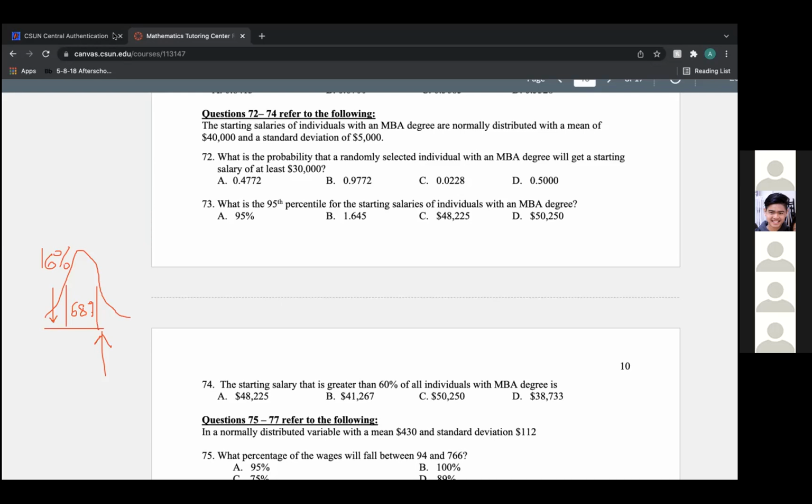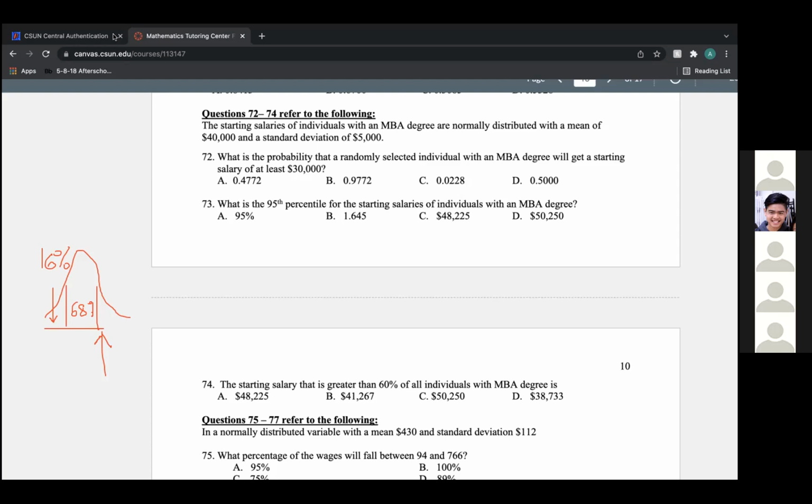All right, just hit on my calculator. What do you guys got? Is it D? I did not get D. I did inverse norm, area to the left 0.95 with a mean of 40,000 and a deviation of 5,000. It's C. I got C. Does that make sense? You all get C? Someone said D a few seconds ago. I want to make sure you understand why it's C.